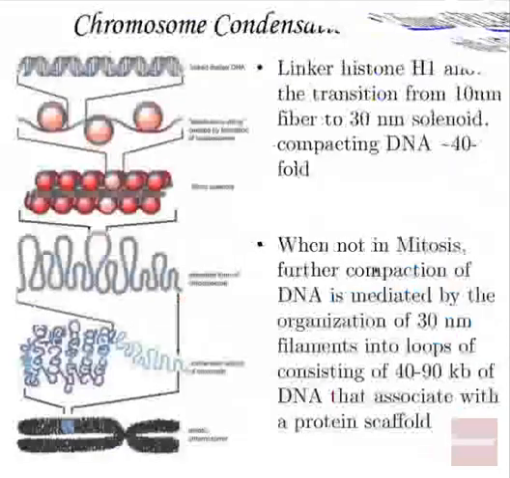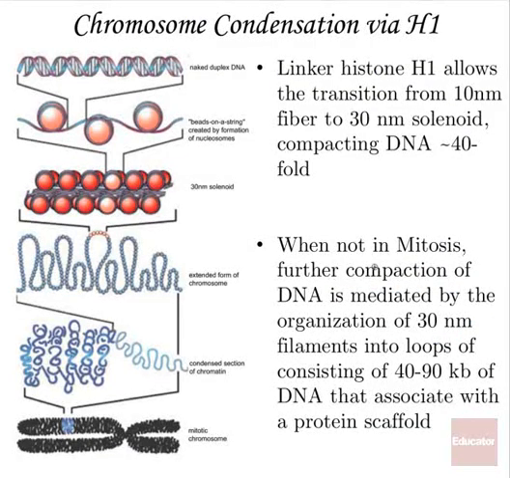When you add in the linker histone H1, you can compact even more into your 30 nanometer fiber from your 10 nanometer, and that will compact DNA about 40-fold, and you can even compact even more than that utilizing scaffolding, so that you can make a bunch of loops.